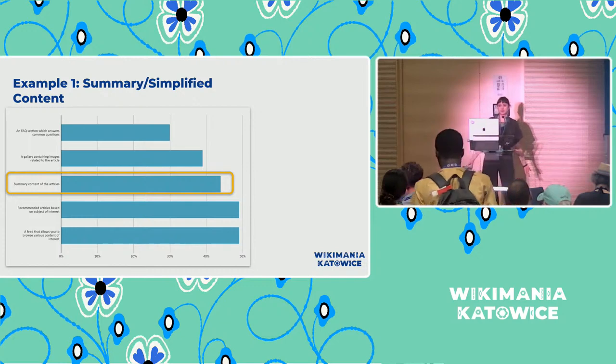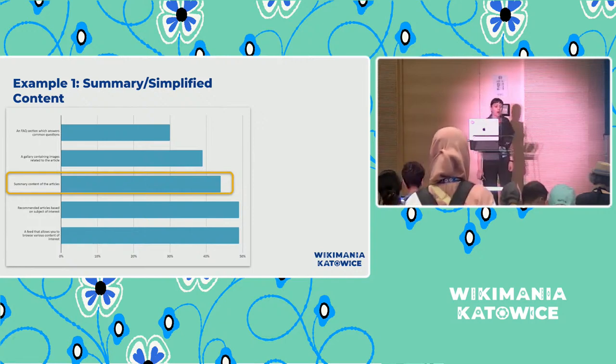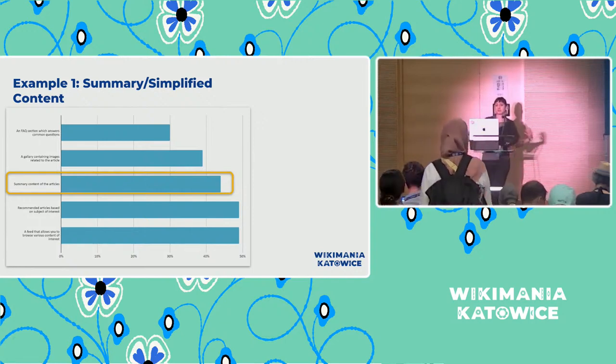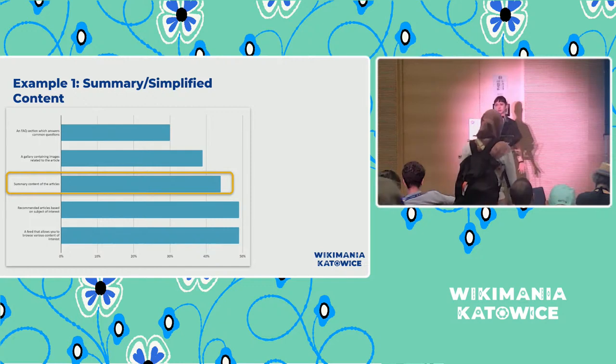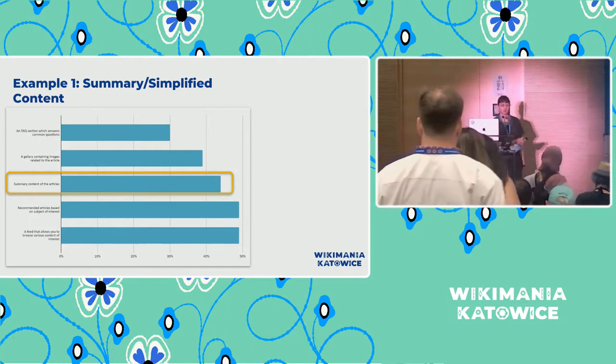And this is something that editors have been working on for a really long time. We have a lot of examples of projects that have gotten closer to this. So Simple English Wikipedia is an example, Chickipedia on Basque Wikipedia is an example. But a lot of the time these projects are very difficult to maintain and difficult to build up. So the question is, okay, well, can we use AI in some ways to help us do this?